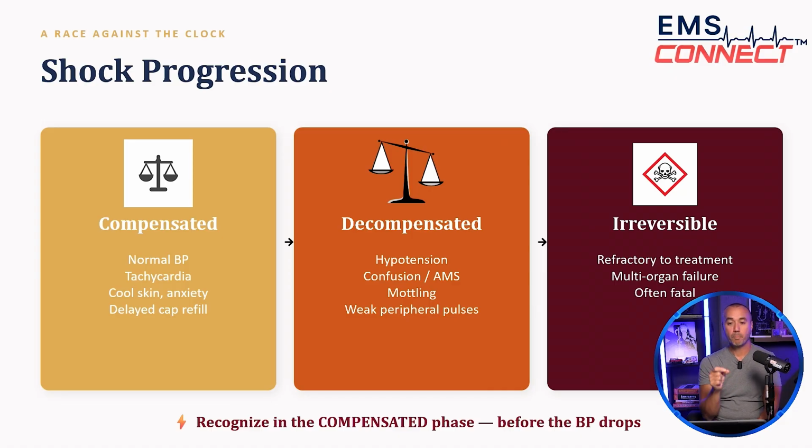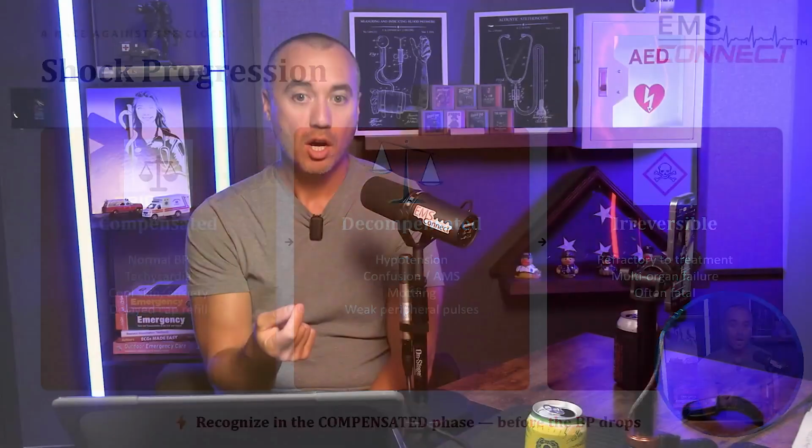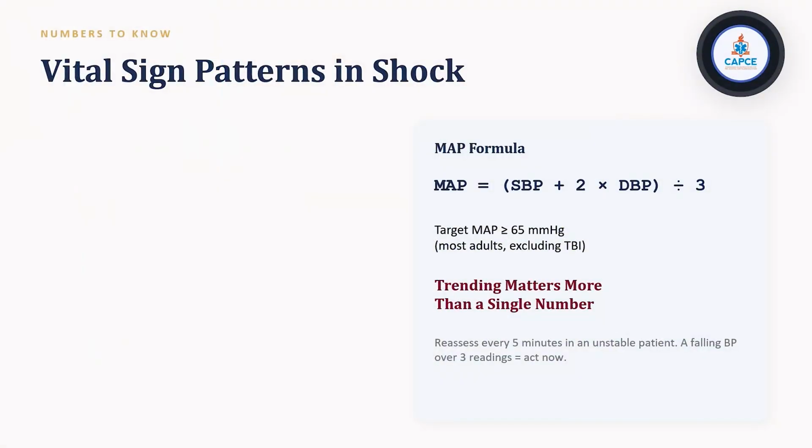Keep in mind, pediatric patients particularly are really good at compensating until they're not. So they will fall off this cliff a lot faster. It's not a gradual decline. It can be that they're compensating, and then they are unable to compensate anymore, and then they crash. So understand that this is a spectrum, but we want to intervene when the patient's compensating and identify that shock early.